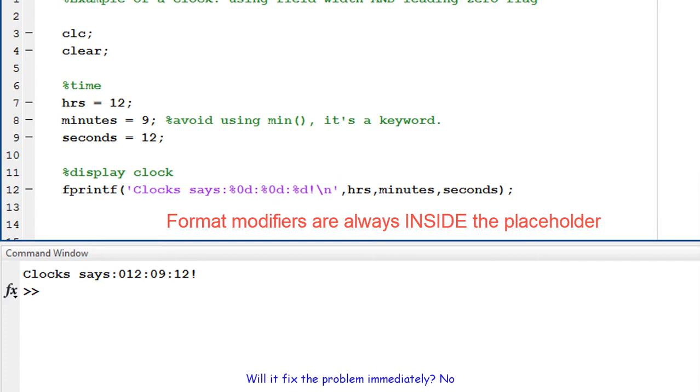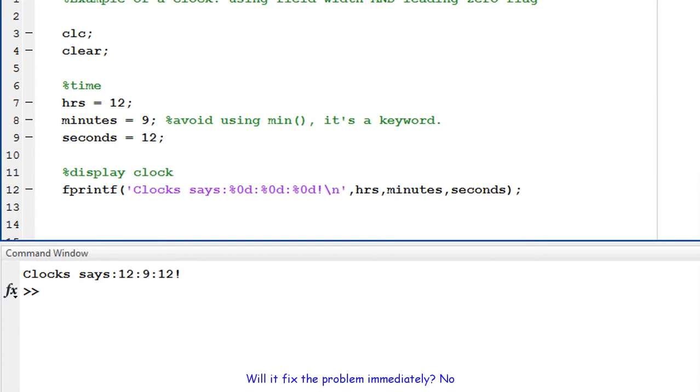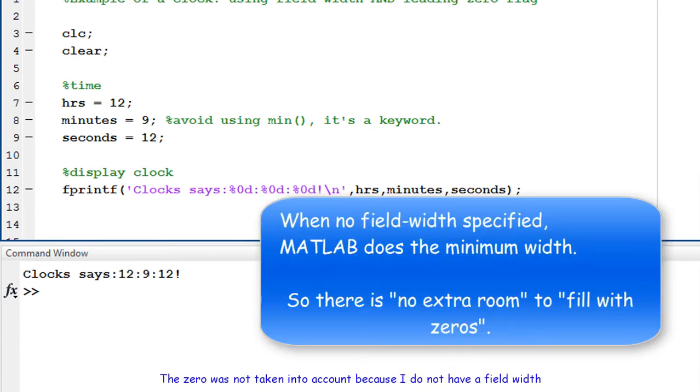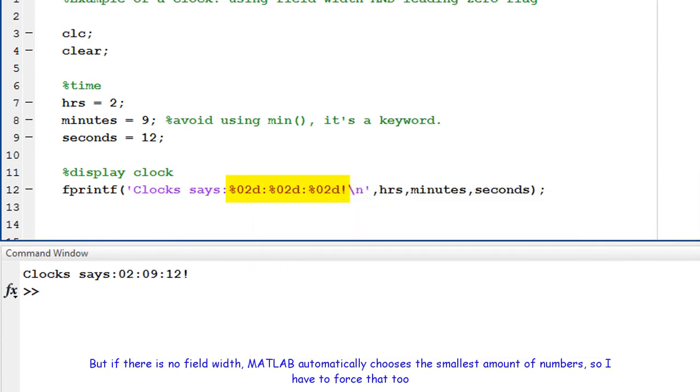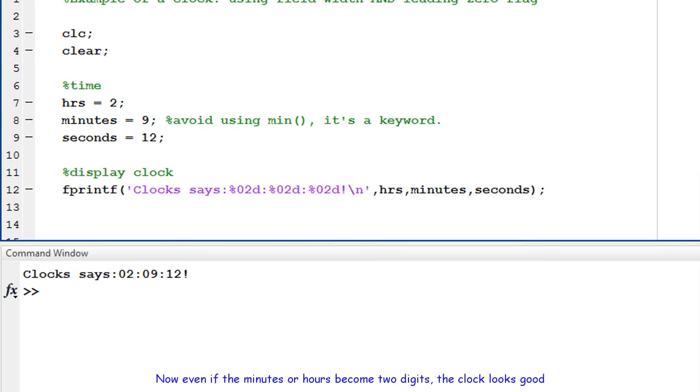Will it fix the problem immediately? No. The 0 wasn't taken into account because I don't have a field width. So MATLAB fills in the zeros when there's spaces in front. But if there isn't a field width, then MATLAB automatically chooses the smallest amount of numbers. So I have to force that too. Now, even if the hours and the minutes become 2 digits, all of a sudden that clock looks good.